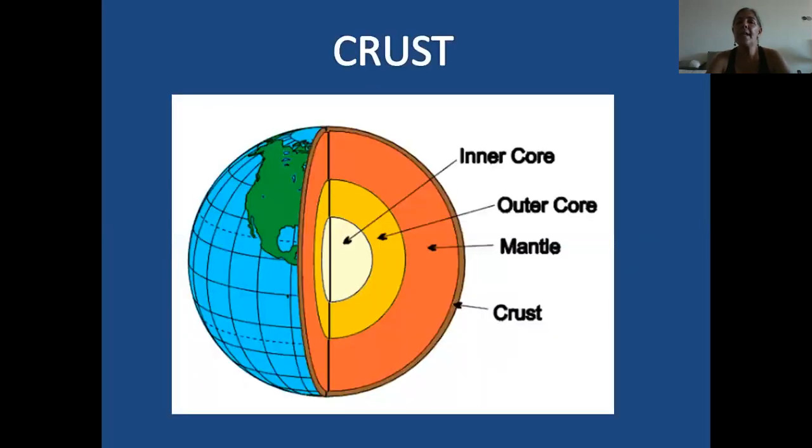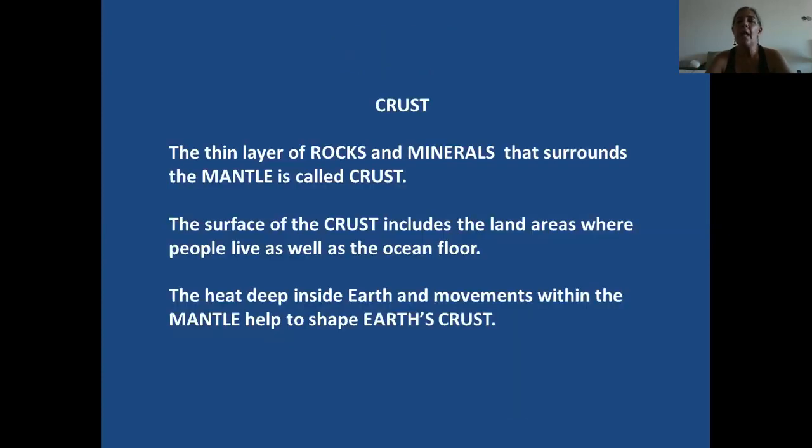The next layer is the crust. We have it represented over here in our picture. It's the outer layer in brown. The crust is a thin layer of rocks and minerals that surrounds the mantle. The surface of the crust includes the land areas where people live, as well as the ocean floor. So we live on the crust of the planet.